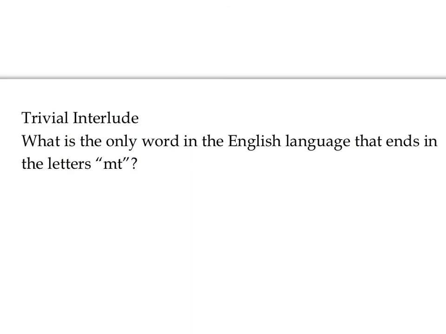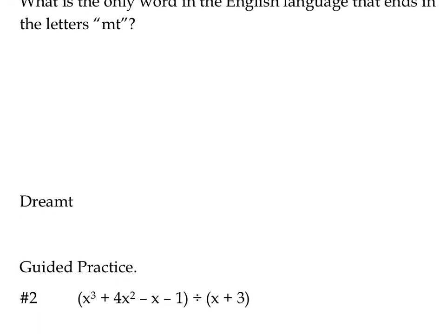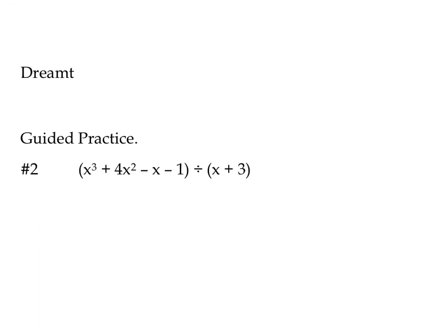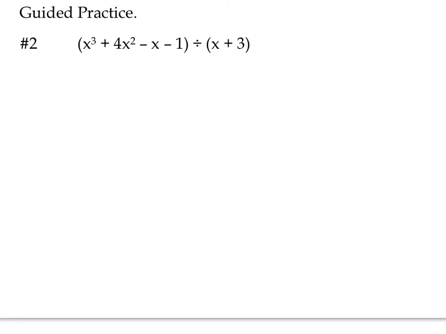Before we do a couple more examples, what's the only word in the English language, the only one, very odd, that ends in the letters MT? Very interesting. There's only one word where this happens, okay? You might find it in your sleep tonight. When you are dreaming, it is dreamt. All right, dreamt. The only word in the English language that ends with the letters MT. How about that? All right, now let's do another division here. Way more exciting than dreamt.